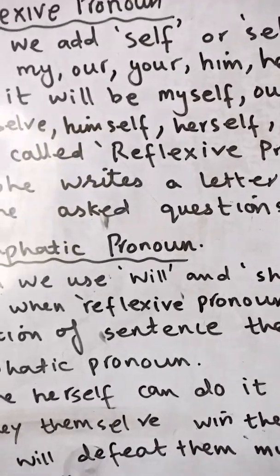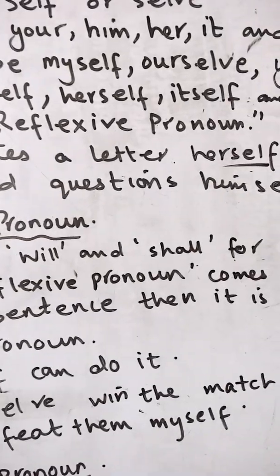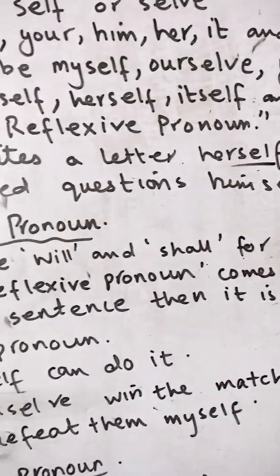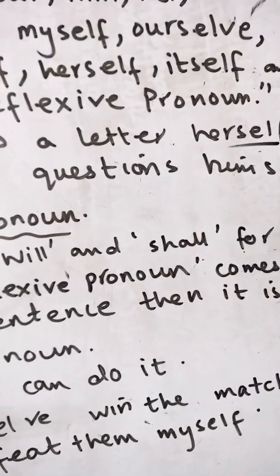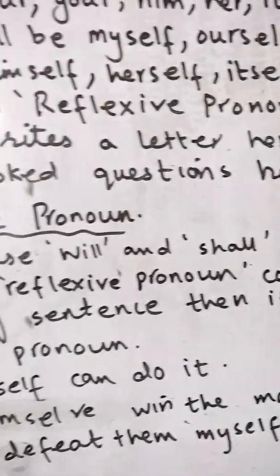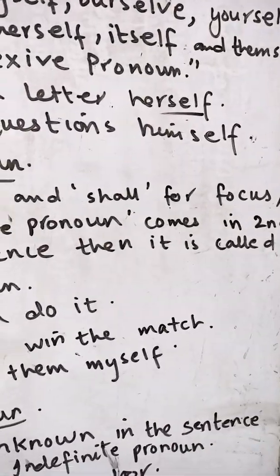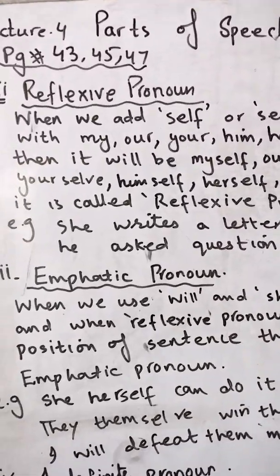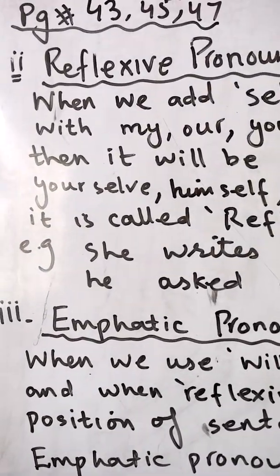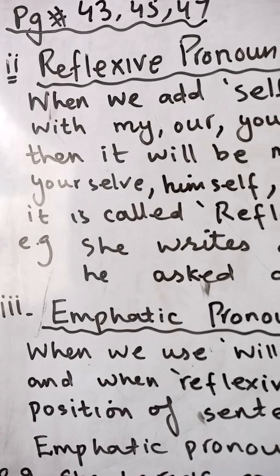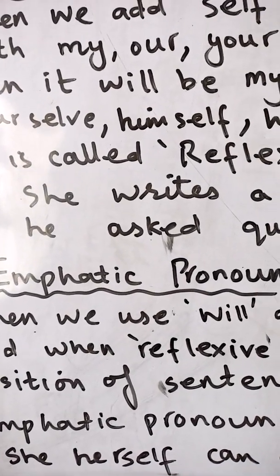There are some examples for you. She writes a letter herself. We cannot say that she writes a letter himself. No. She writes a letter herself. He asked questions himself. So this is about reflexive pronoun. And further you will add some examples like I do this myself. We play cricket ourselves.